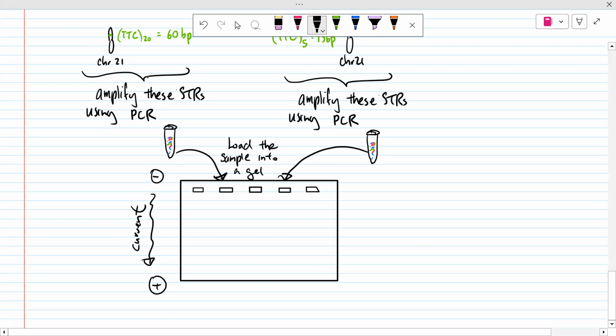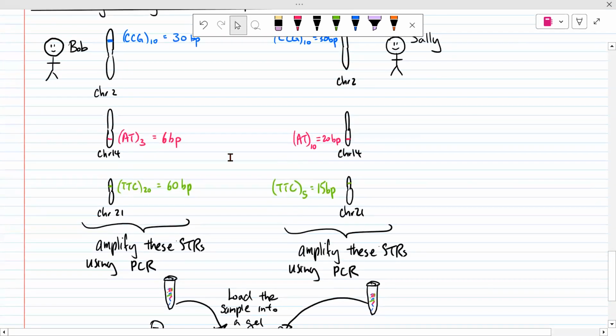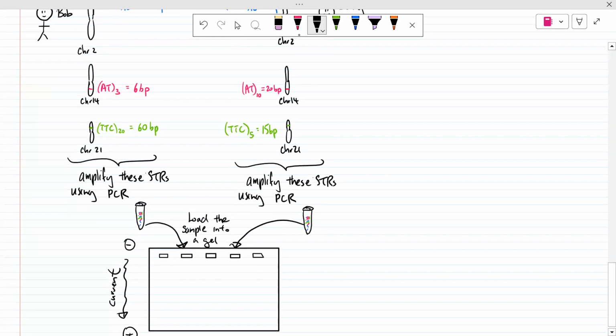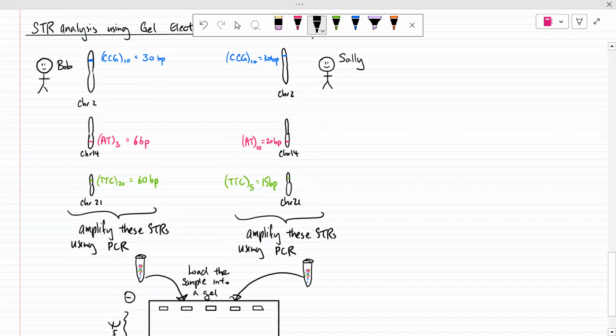Okay, hopefully you're good. So let's take a look at Bob's sample. Bob's sample has 3 kinds of DNA. Those that are 30 base pair long, 6 base pair long, and 60 base pair long. Can someone please tell me which one is going to be closest to the well, closest to where you load the sample? You're going to load the sample here. You're going to separate it with a current. Which sample is going to be closest to the top? Is it the blue, the red, or the green? As in, after you run the current, which one is going to be closest to the top?